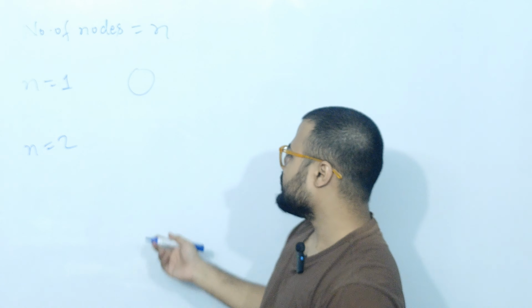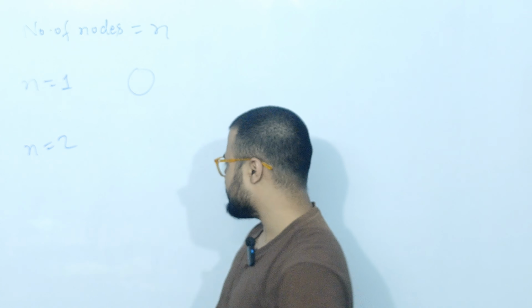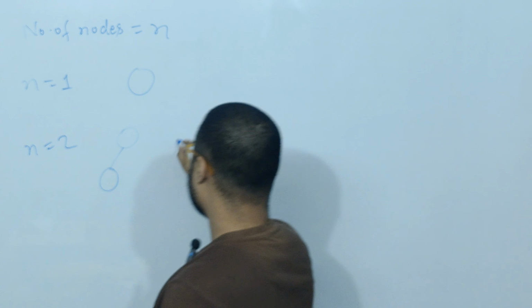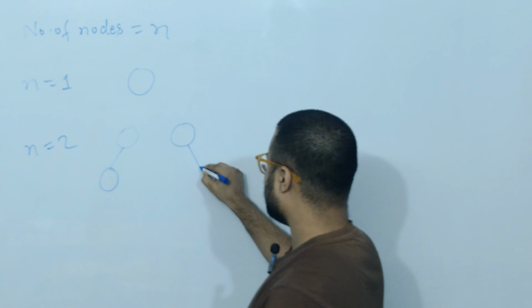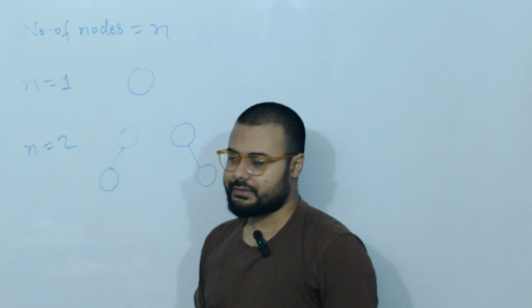Now for n is equal to 2, what you have to do is either add a left child to this or add a right child to this. So you get these two binary trees. Okay, for n is equal to 2, you get these two binary trees.